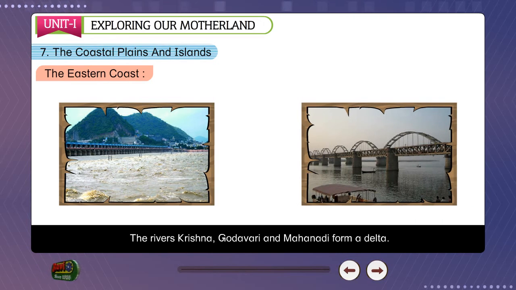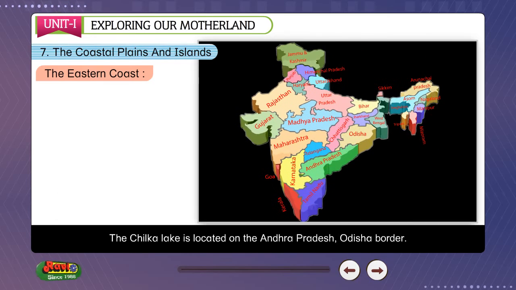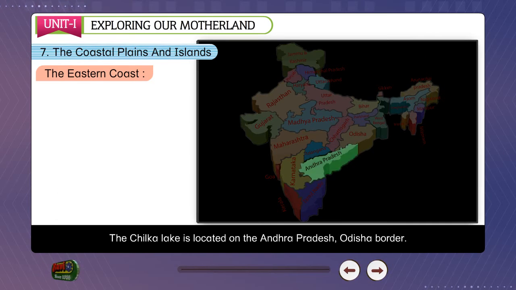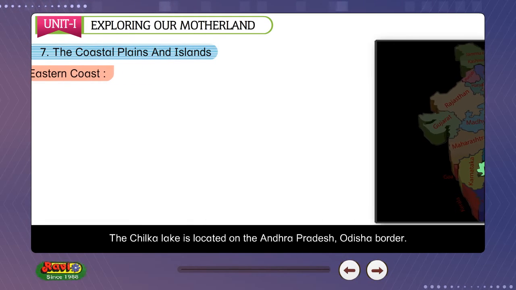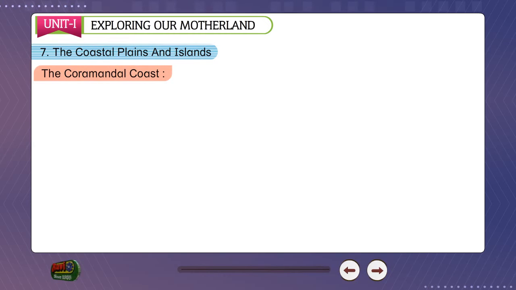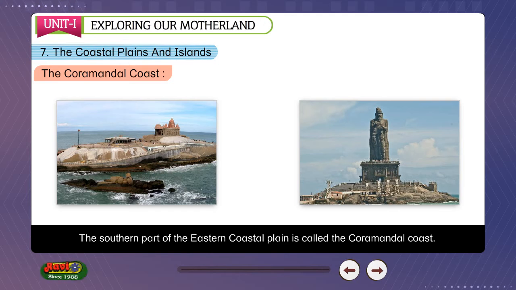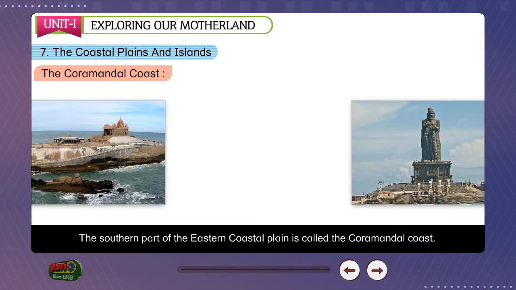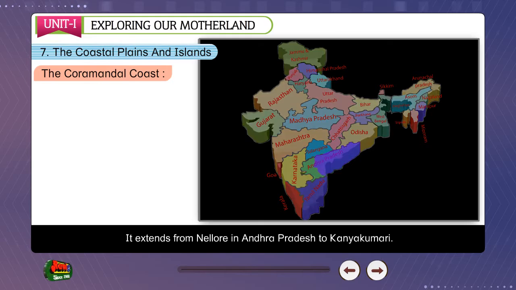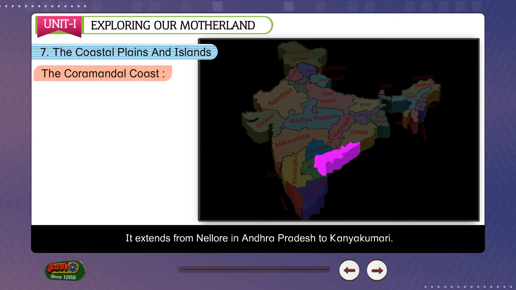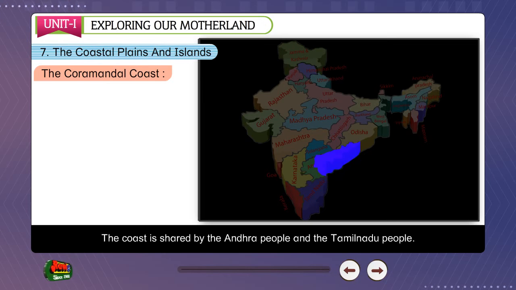The Coromandel coast. The southern part of the eastern coastal plain is called the Coromandel coast. It extends from Nellore in Andhra Pradesh to Kanyakumari. The coast is shared by the Andhra people and the Tamil Nadu people. River Kaveri is the important river. Chennai and Visakhapatnam are its major ports.